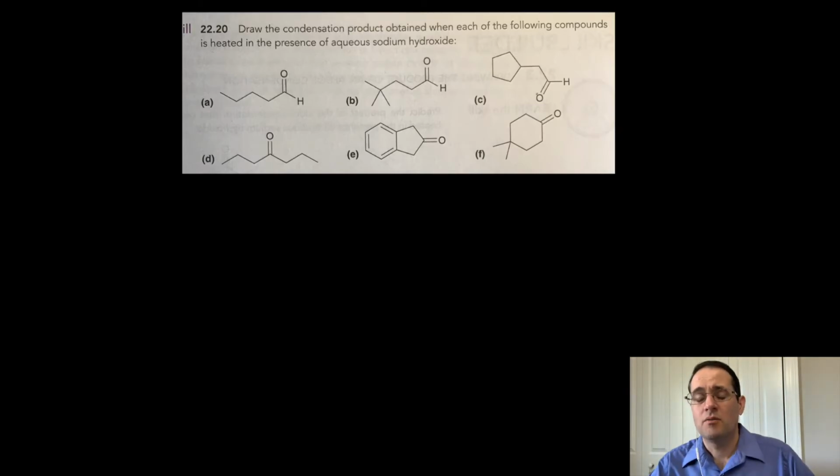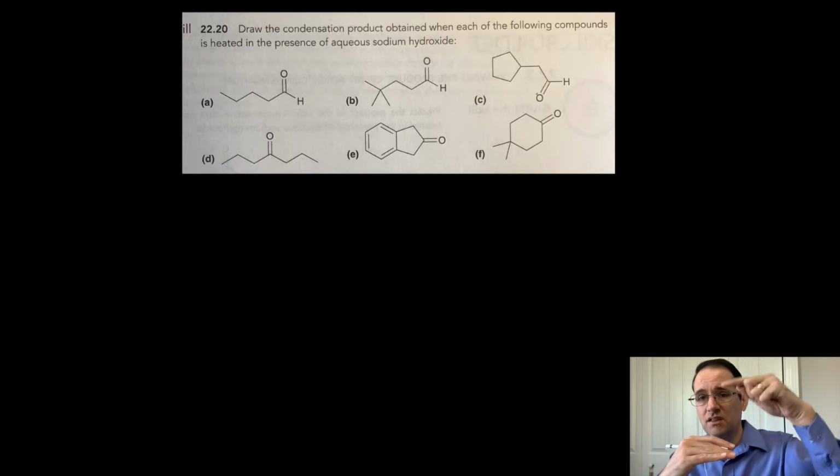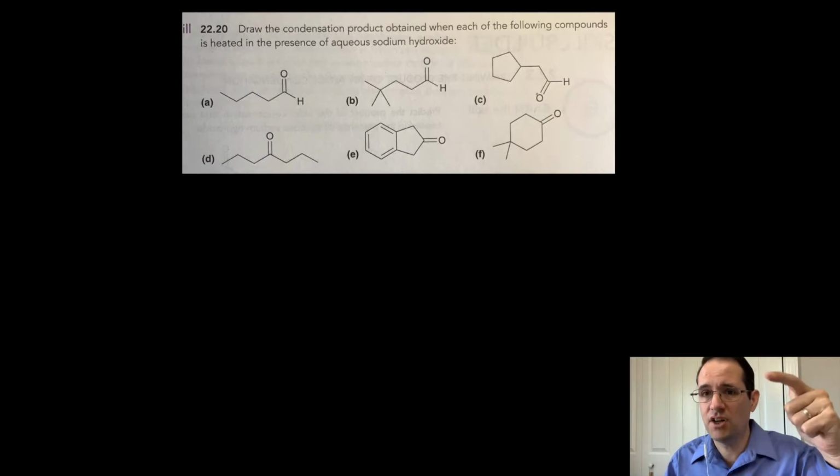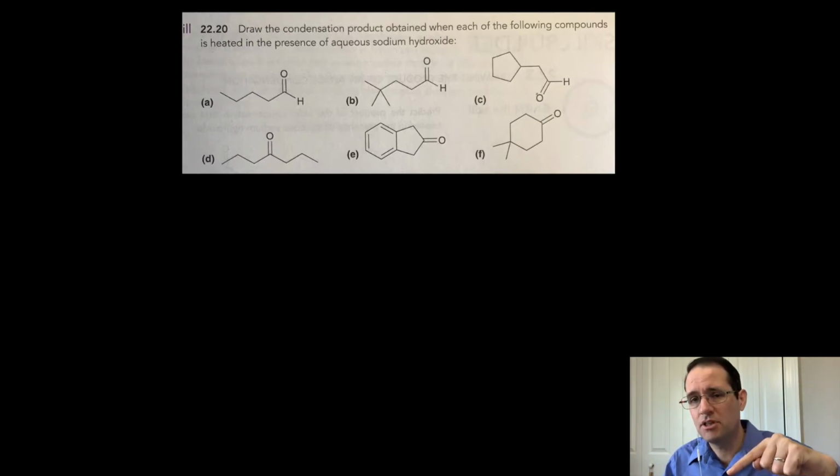Problem 20, draw the condensation product when each of the following compounds is heated in the presence of sodium hydroxide. So there's sodium hydroxide and you're adding heat. This is where you used that procedure before, where you line up two of the aldehydes or two of the ketones, and then you're just going to make a double bond between the alpha carbon of one and the carbonyl carbon of the other. So let's go ahead and do that.